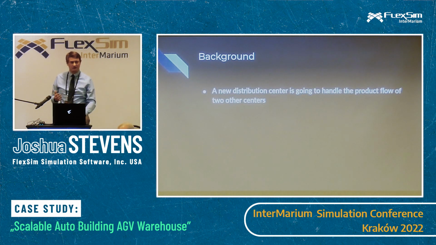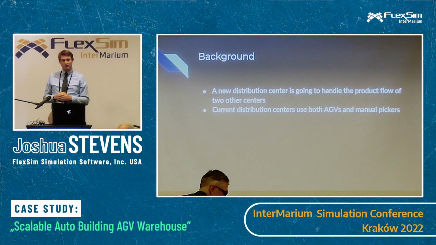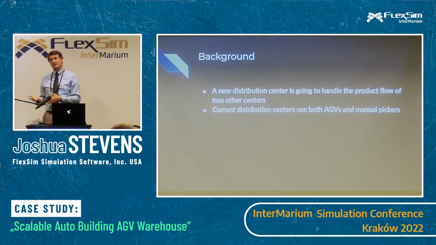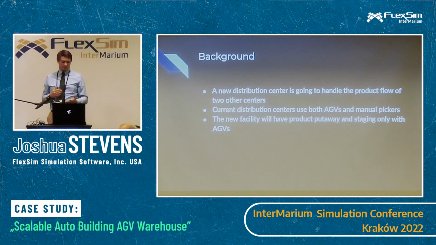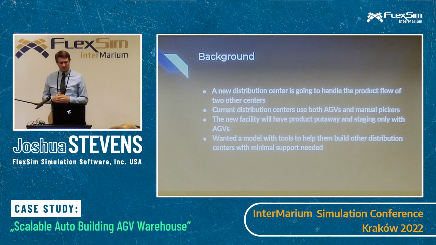Just a generic background for this model. It's a new distribution center. They have two other distribution centers that they want to combine into one, and see how this new facility is going to handle the flow of the pallets. The current distribution centers use both manual workers and AGVs. The new system that they want to use only uses auto-guided vehicles, for both the staging and the put away.